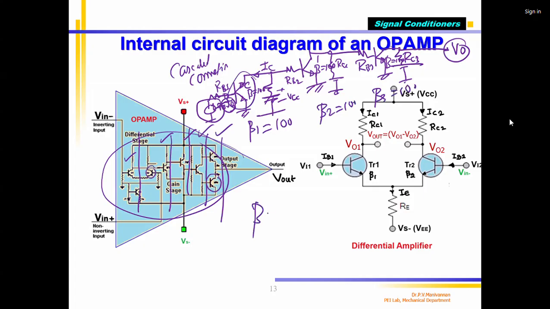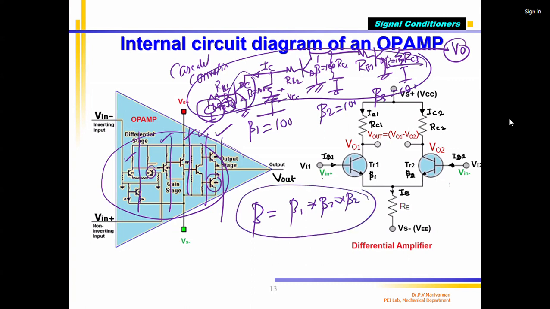What is the total beta? Beta of the total amplifier for a 3-stage cascade amplifier is beta 1 multiplied by beta 2 multiplied by beta 3. That is the total amplification, the current amplification factor of this transistor amplifier. Inside the op-amp also it is the same.